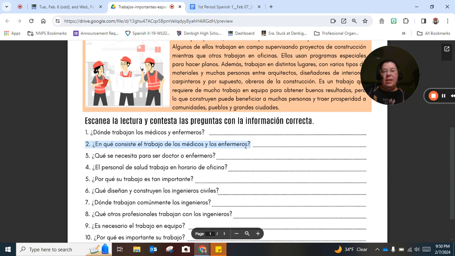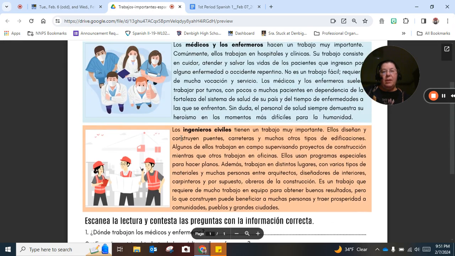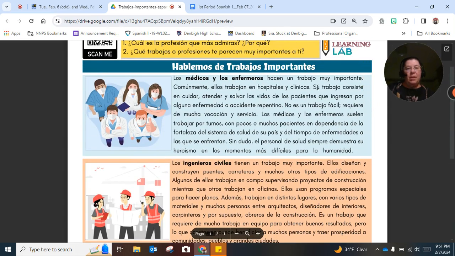¿En qué consiste el trabajo de los médicos y enfermeros? In what consists the job of doctors and nurses? Like, okay, what does all that mean? We put it together as a question. So let's scroll up there. Do you see this consiste? Well, come on back up here. Su trabajo consiste en. Okay. Cuidar, atender y salvar las vidas de los pacientes. Pacientes looks like patients, doesn't it? Atender looks like attend to.